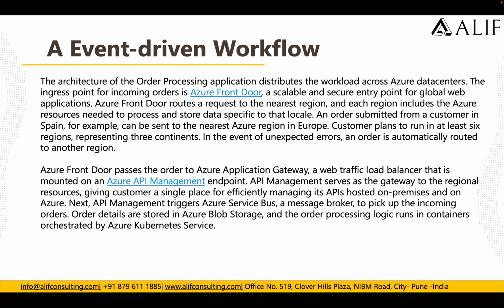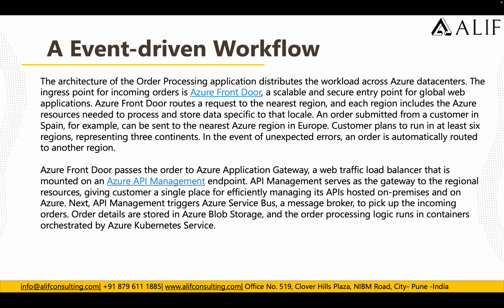So the whole architecture of the order processing application distributes the workflow across the data centers. The ingress point of an incoming order is Azure Front Door. Every request comes through Azure Front Door, since it provides load balancing, WAF, and SSL offloading for secure communication between front end and back end, right? A scalable and secure entry point for global web applications.